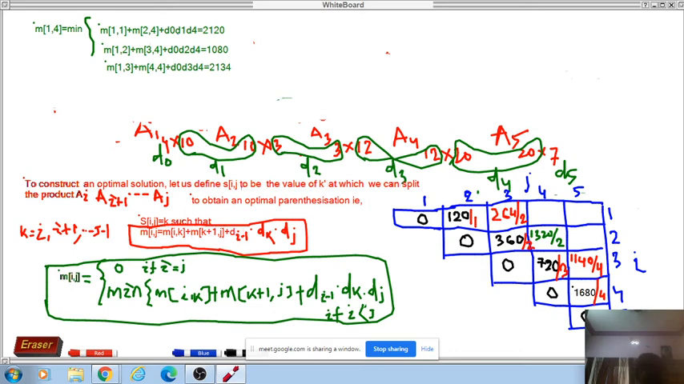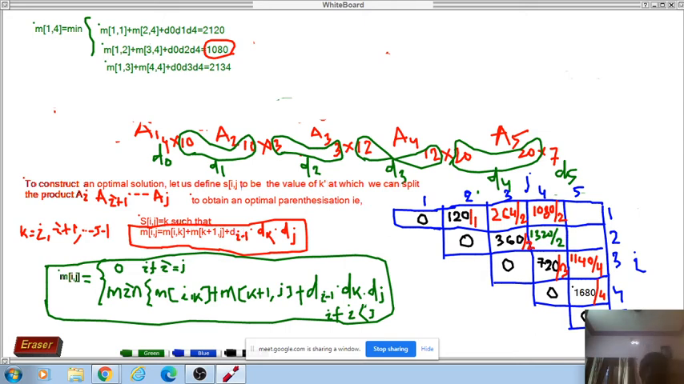So whatever may be the case, what is the minimum? Minimum is this 1080. So for this 1080, what is my k? 2. So I will fill up this m of 1 4 as 1080 with k equal to 2. Why am I doing this simultaneously? Because you may forget, and next time I would have to search to understand.